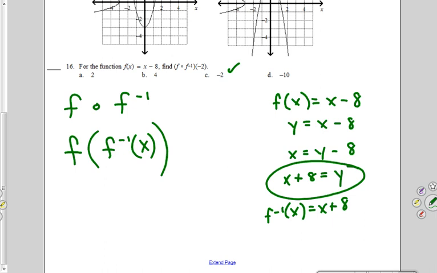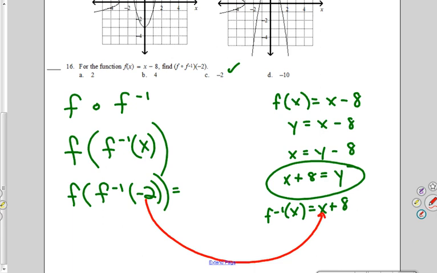Now, if you wanted to find f of f inverse of -2, here's what you would do. You'd start by plugging -2 into the inverse for x. What's -2 plus 8? 6. So this is 6.